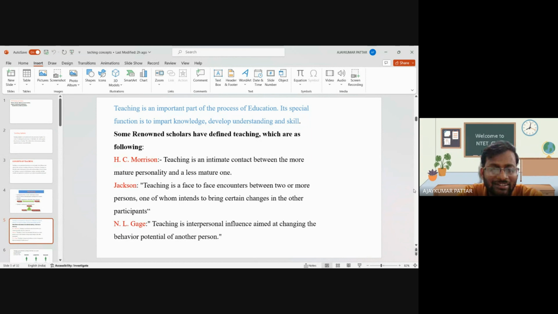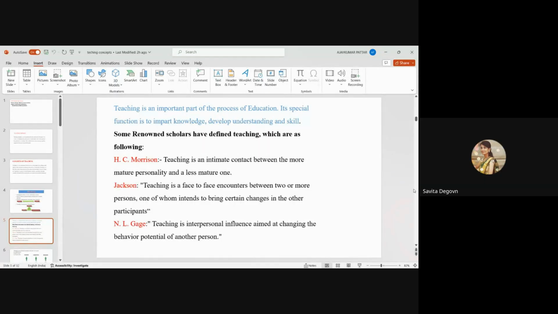According to Jackson, teaching is a face-to-face encounter between two or more persons, one of whom intends to bring certain changes in the other participants. What is the meaning of this? It is an encounter between two or more persons. One will bring certain changes.